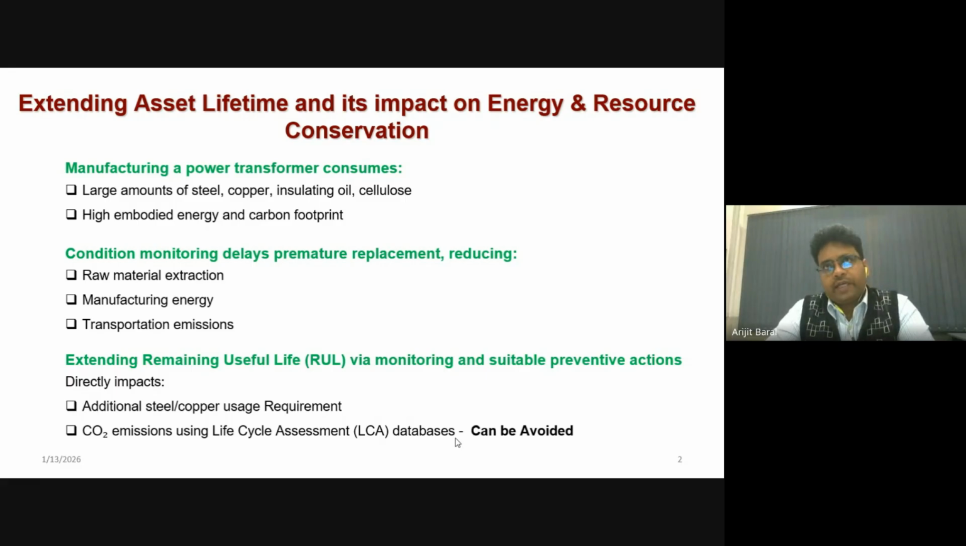So the obvious way to decrease this carbon footprint, which comes from either manufacturing and installation of a new power transformer or decommissioning and dismantling of an existing unit, is to extend the remaining useful life of an existing in-service unit via suitable preventive actions. That will reduce the overall requirement of metal as well as the carbon dioxide emission as per the life cycle assessment database.